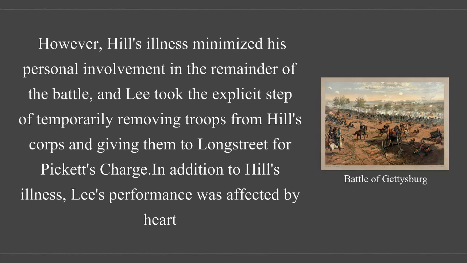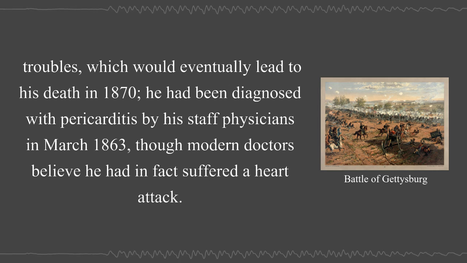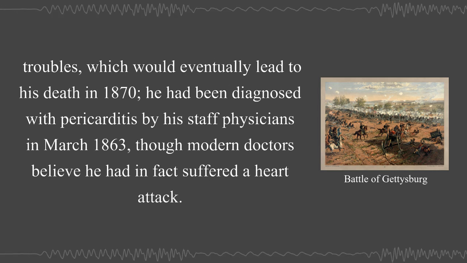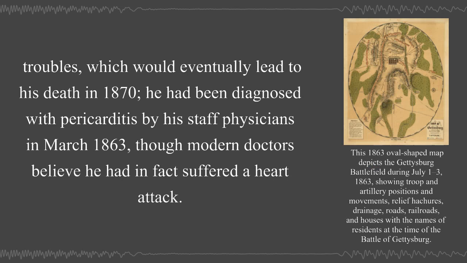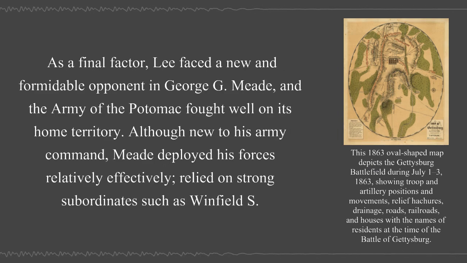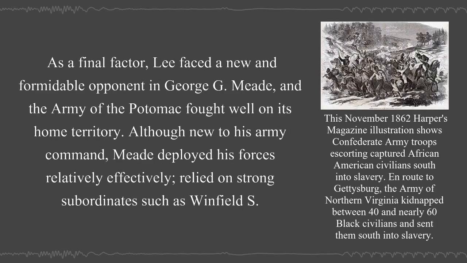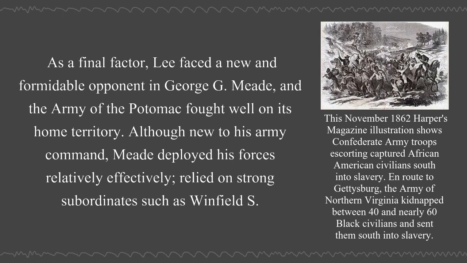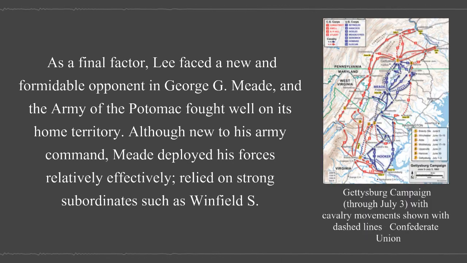In addition to Hill's illness, Lee's performance was affected by heart troubles, which would eventually lead to his death in 1870. He had been diagnosed with pericarditis by his staff physicians in March 1863, though modern doctors believe he had in fact suffered a heart attack. As a final factor, Lee faced a new and formidable opponent in George G. Meade, and the Army of the Potomac fought well on its home territory. Although new to his army command, Meade deployed his forces relatively effectively, relied on strong subordinates such as Winfield Z.